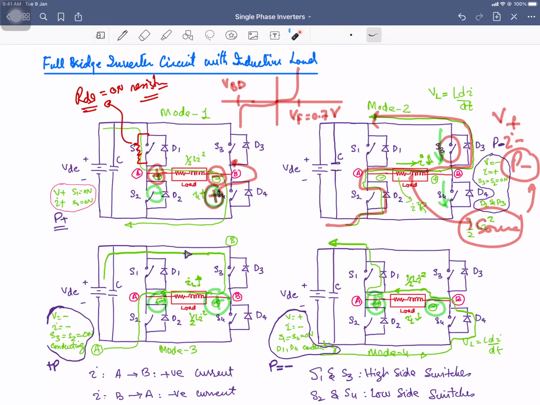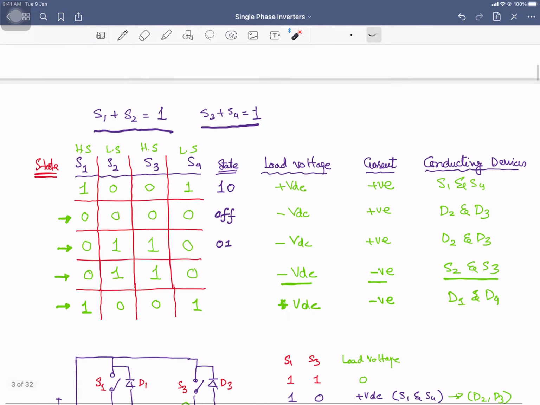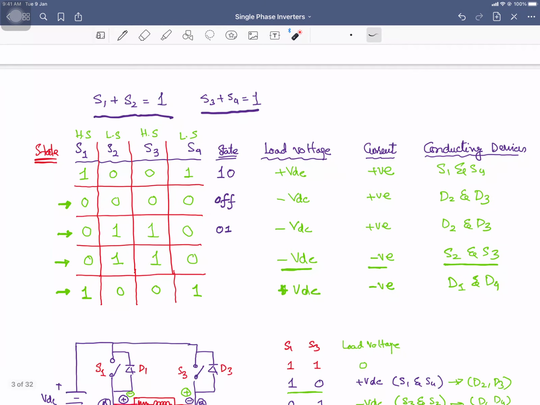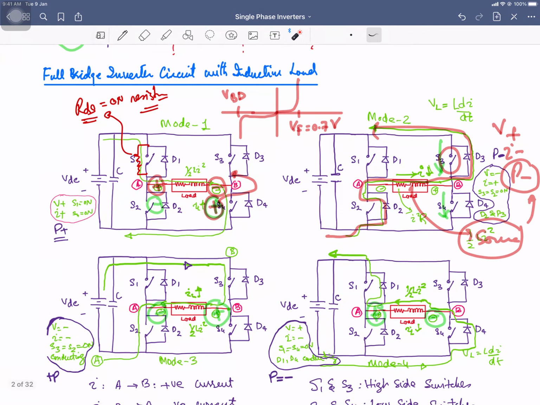Okay, so now let's quickly look at the combinations that are available. We have four switches, S1, S2, S3 and S4. These switches are the high side switches, this one and this one, or you can say the switches which are connected with the positive terminal of the source.